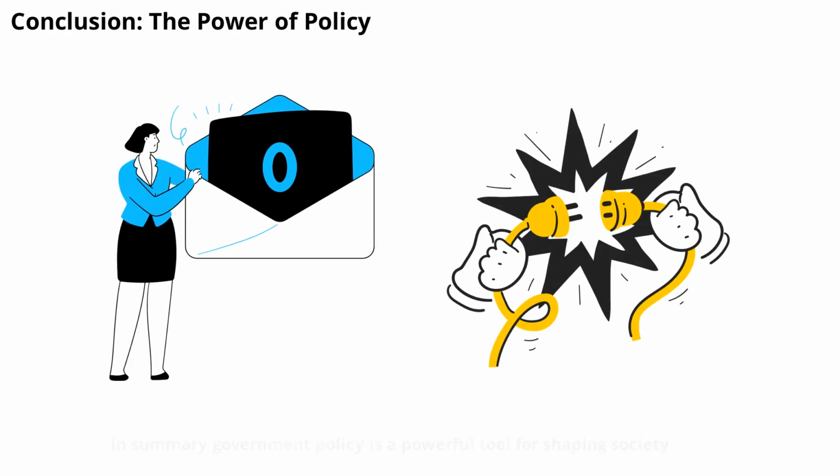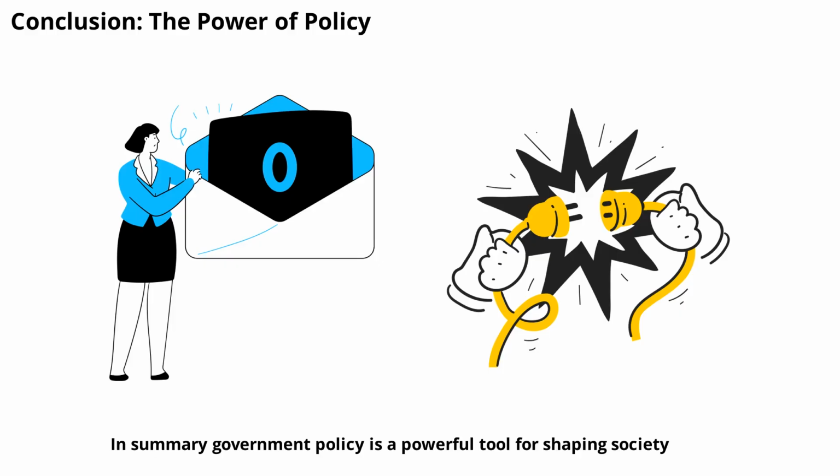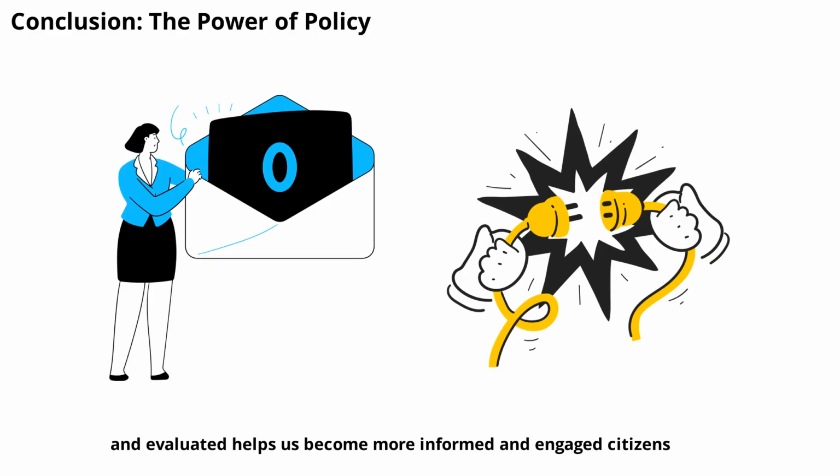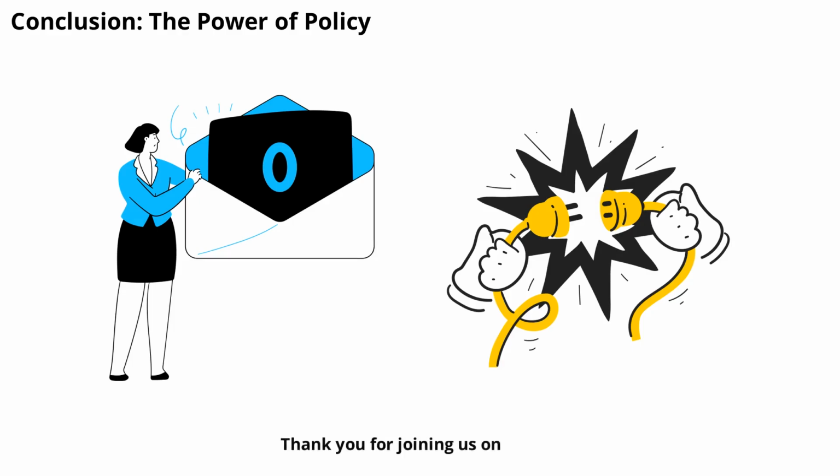In summary, government policy is a powerful tool for shaping society. It affects every aspect of our lives, from the air we breathe to the schools we attend. Understanding how policies are made, implemented, and evaluated helps us become more informed and engaged citizens. By participating in the policy process, we can help create a better future for ourselves and our communities.